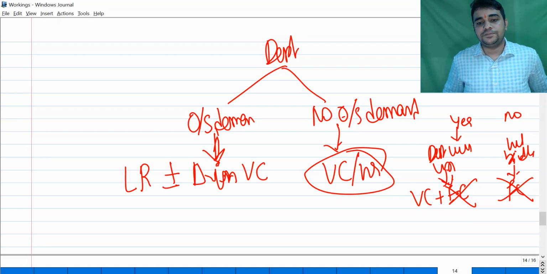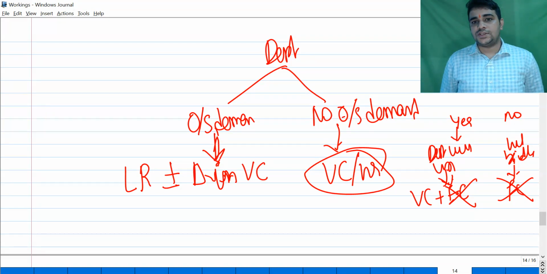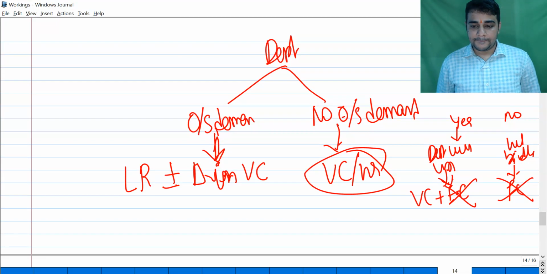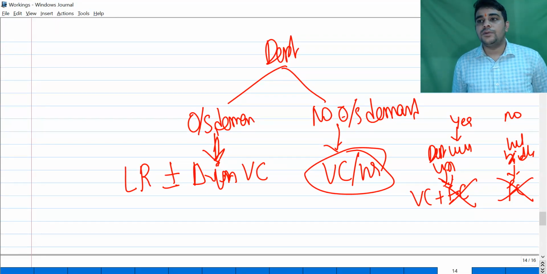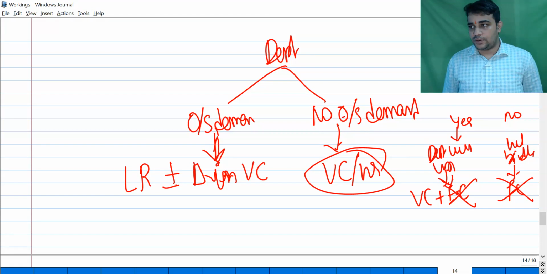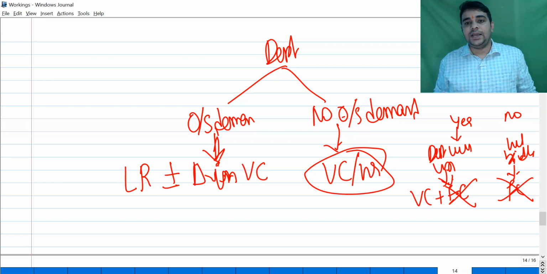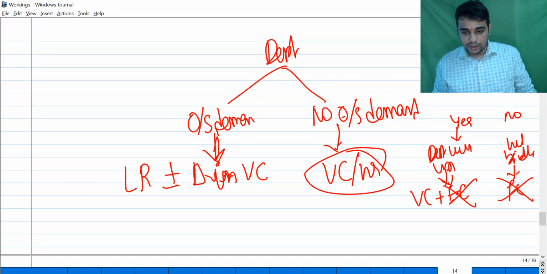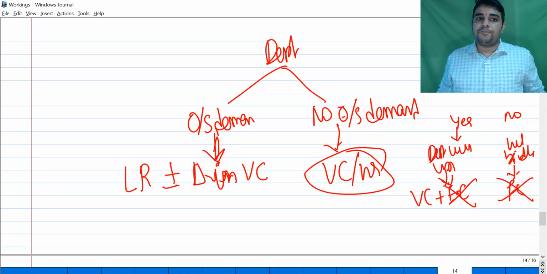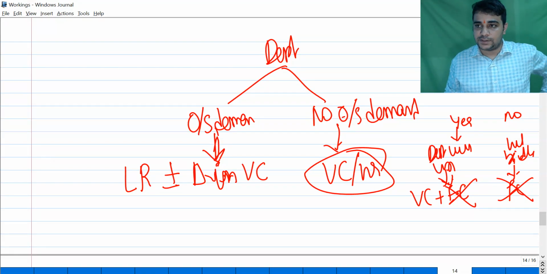Lost revenue plus or minus change in variable cost. Other side, no outside demand: variable cost.